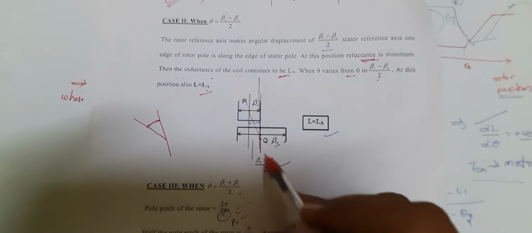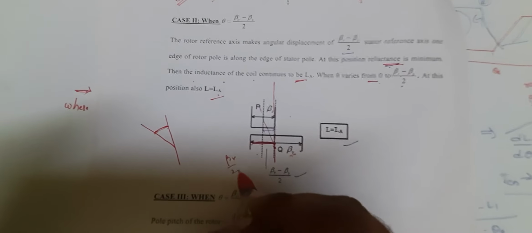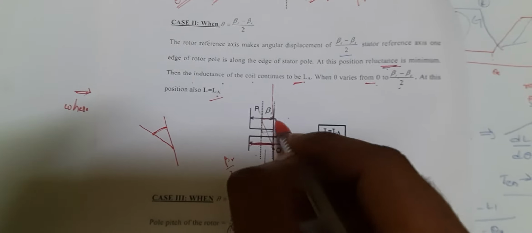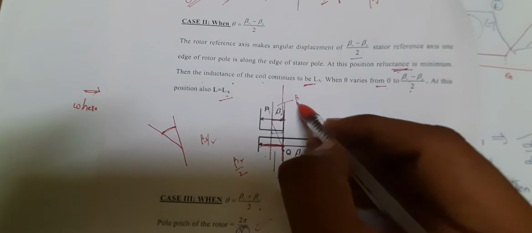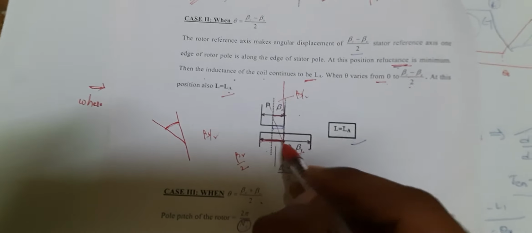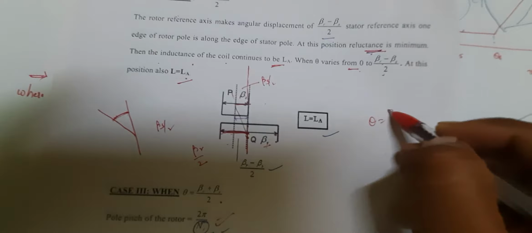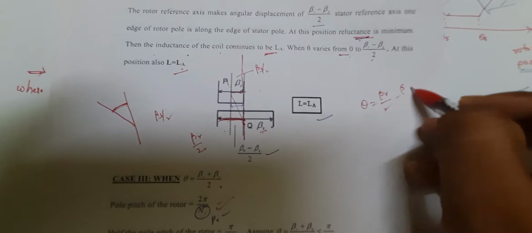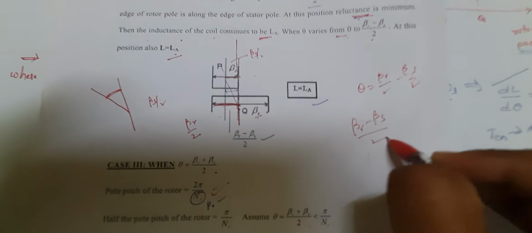So half of beta r is beta r by 2, and here we can say it is beta s by 2. This is beta s by 2 and this is beta r by 2. So the angle between the axes is theta equals beta r by 2 minus beta s by 2.